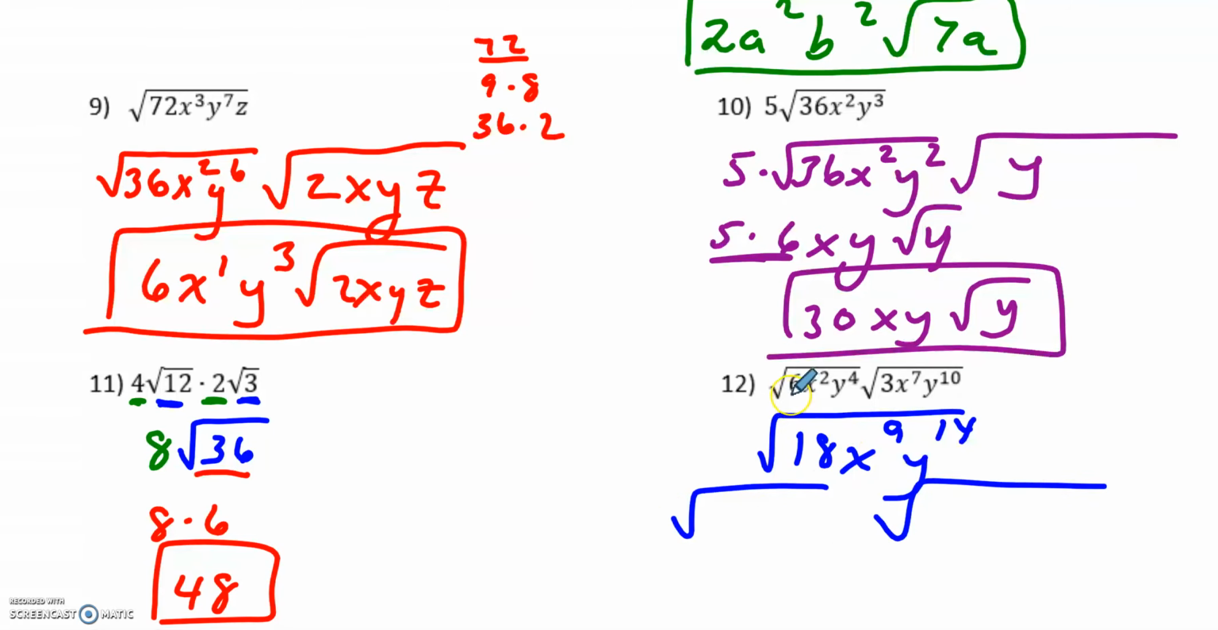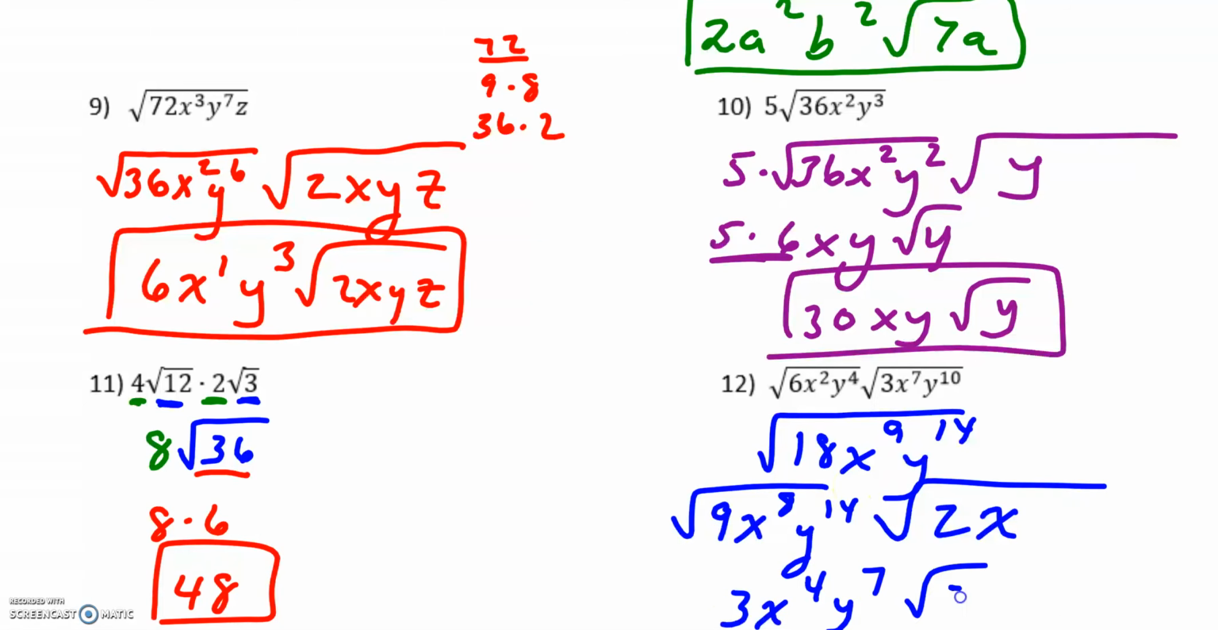So to get 18 originally, we had 6 and 3, but if I took 18 and resplit it, I'm thinking 9 times 2, because 9 is a perfect square. X to the 9th, we'd put 8 of the x's here, 1 of them here, and y to the 14th is entirely perfect. So my final answer for 12 would be square root of 9, 3, x to the 4th, y to the 7th, you divide the exponents by 2, root 2x.